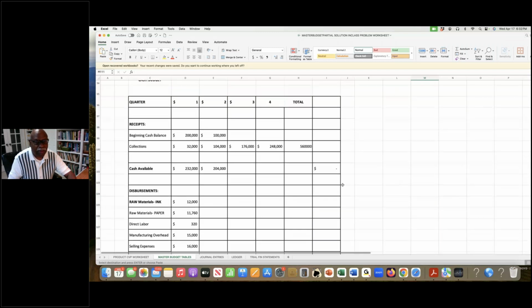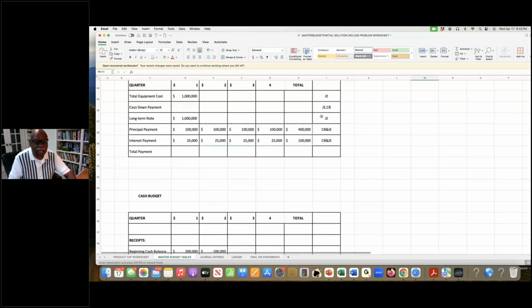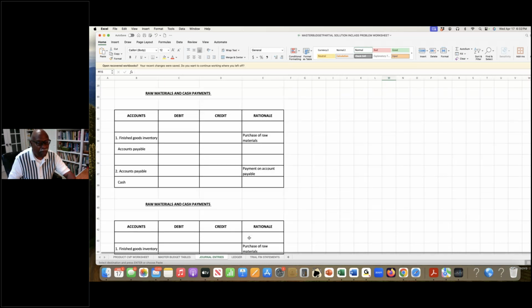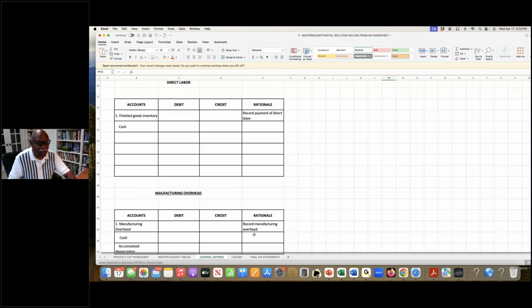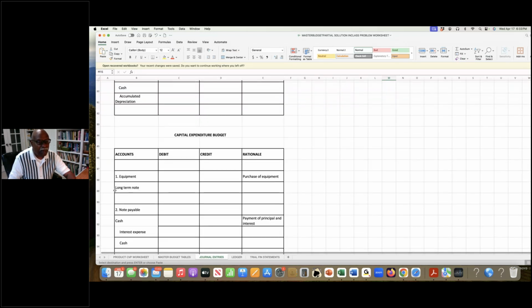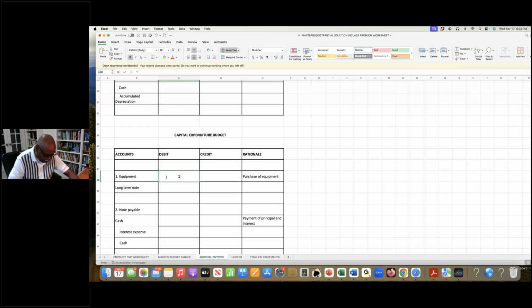Now, I got to make some journal entries. So I'm going to go to the journal entries for capital expenditure. We bought the equipment, debit equipment for $1 million. We're going to credit the long-term note for $1 million. The only way it goes on that budget, Bethany, is if cash is involved.